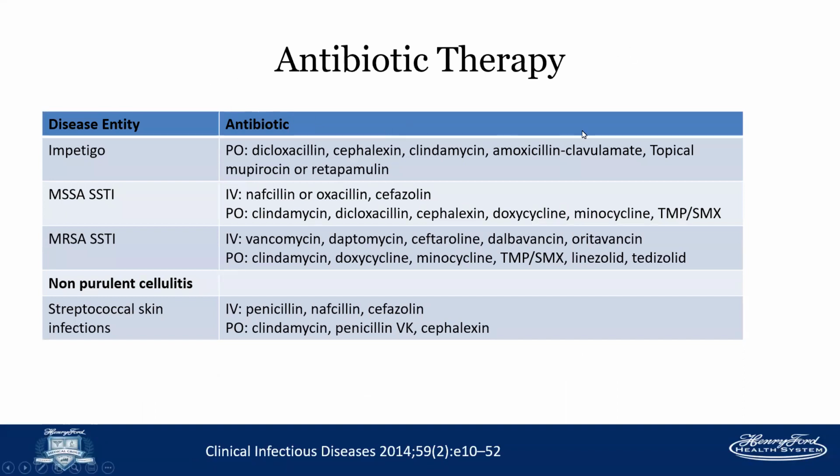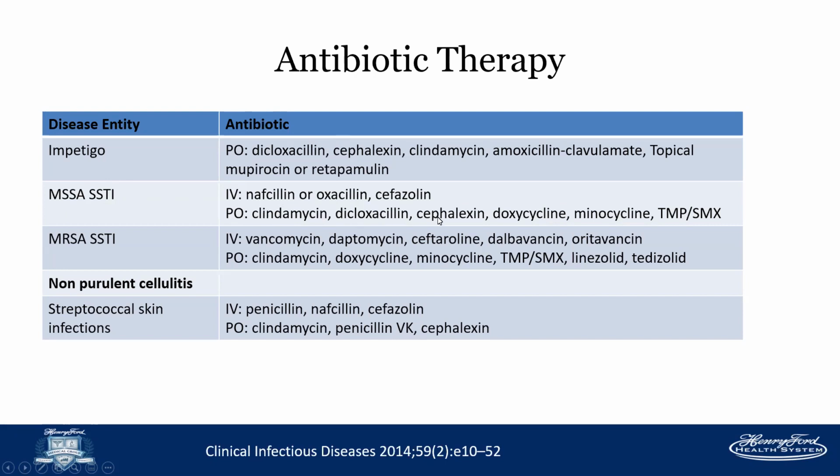And just to reiterate what we just talked about, this is a table with the recommendations of antibiotics for skin and soft tissue infections. Over here we have the disease entity. Impetigo, typically you don't see that in adults, that's more so in children. So for MSSA skin and soft tissue infection, IV nafcillin or oxacillin or cefazolin is recommended.